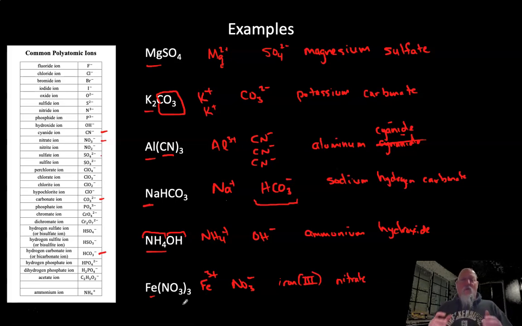We take the name of the cation and the name of the anion and we put it together. Don't give me something like iron nitrogen oxide. The NO3 is all together. So find the cation and then find the anions.